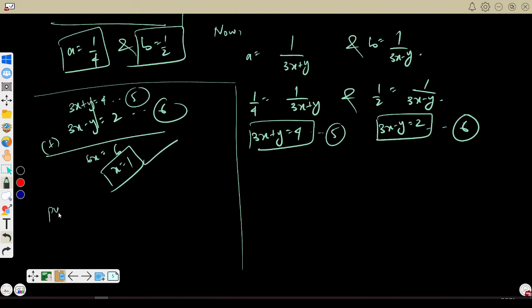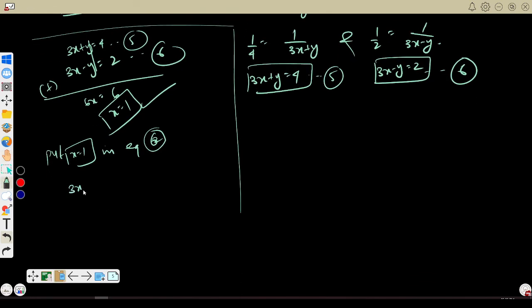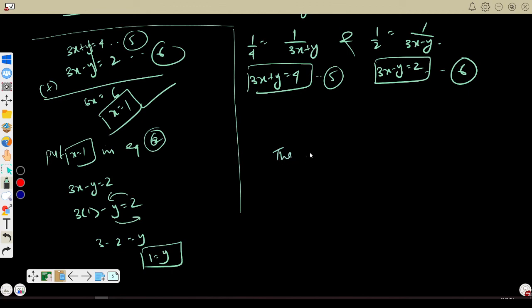Easily I can find the value of y. If I put x as 1 in, let's say, equation 6, I'll copy the equation 6, that is 3x minus y is equal to 2. Put x as 1, so 3 into 1 minus y is equal to 2. Shift this 2 on the left hand side and shift this minus y on the right hand side. So this will be 3 minus 2 is equal to plus y. 3 minus 2 is 1, so the value of y turns out to be 1. Just write a final statement. The required solution is x is equal to 1 and y is equal to 1.